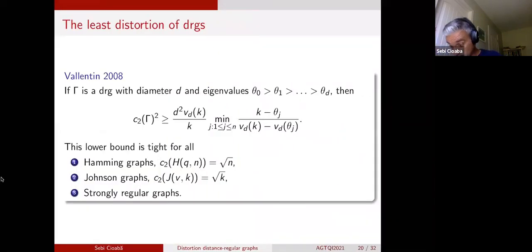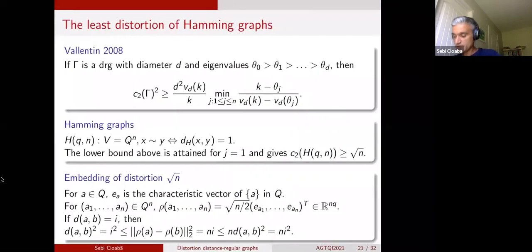So he proved this bound, and he showed that it's tight for all Hamming graphs, H(q,n), where it's equal to square root of n. Johnson graphs, J(v,k), I'll explain in a second, and strongly regular graphs. So he proved that this lower bound actually gives you the exact distortion. And so here's a quick explanation of how it happens for Hamming graphs.